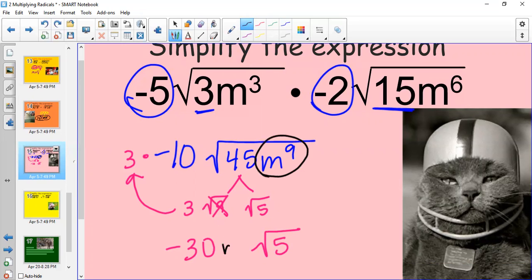How many pairs do we have? We have 4 pairs. Pairs go out front, and there was 1 left over. There's our final answer.